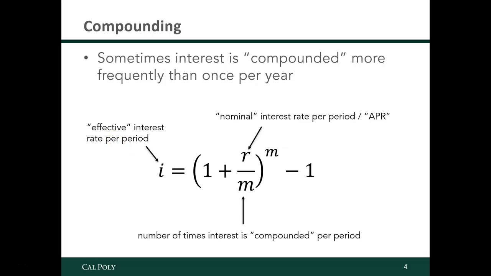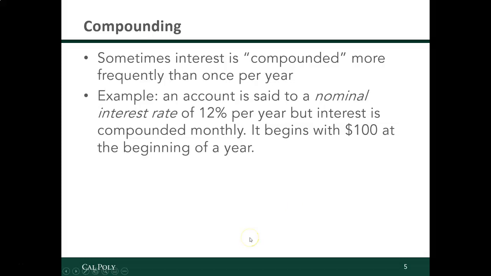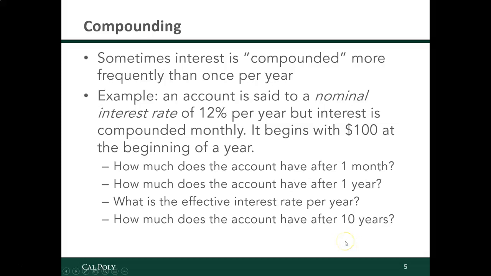All right, so let's do the same problem, but we're going to use this compounding more frequently than once per year. So here's an example. The account is said to have a nominal interest rate now of 12% per year. Nominal interest rate is sometimes called APR, annual percent return, or annual percentage rate. So it has a nominal interest rate of 12% per year, or APR, but interest is compounded monthly now. It begins with $100 at the beginning of the year, and the questions are, how much does the account have after 1 month? How much does the account have after 1 year? Same questions. What's the effective interest rate per year? And how much does the account have after 10 years?